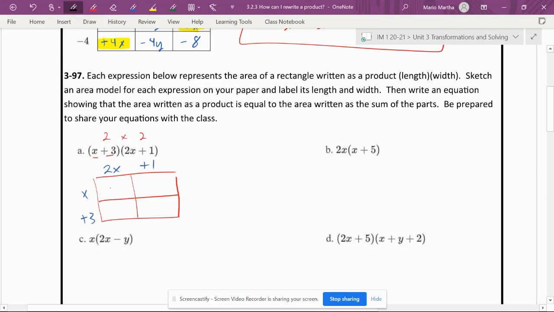So 2x times x is 2x squared. X times 1 is positive x. 3 times 2x gives us positive 6x. And then positive 3 times positive 1 gives us positive 3. In this case, I have two like terms, the same base with the same exponent. Combine those, and we're going to start off with 2x squared, 6x plus x gives us 7x, and then plus 3.